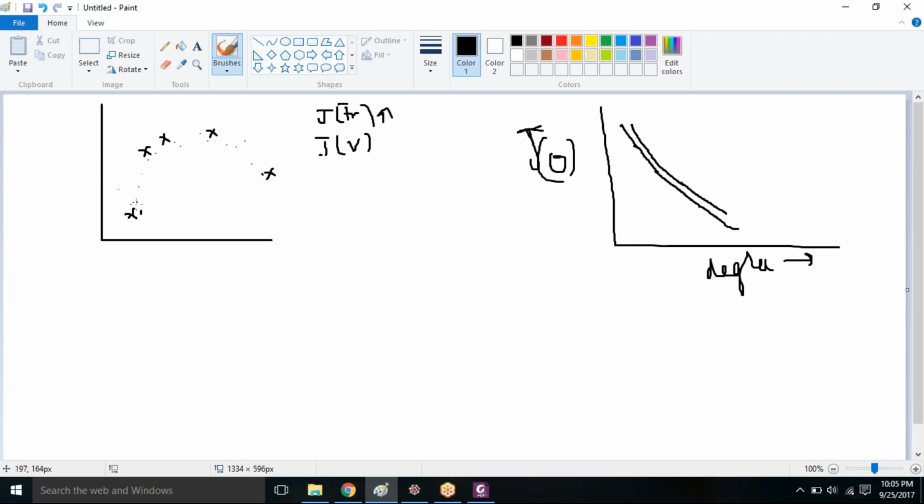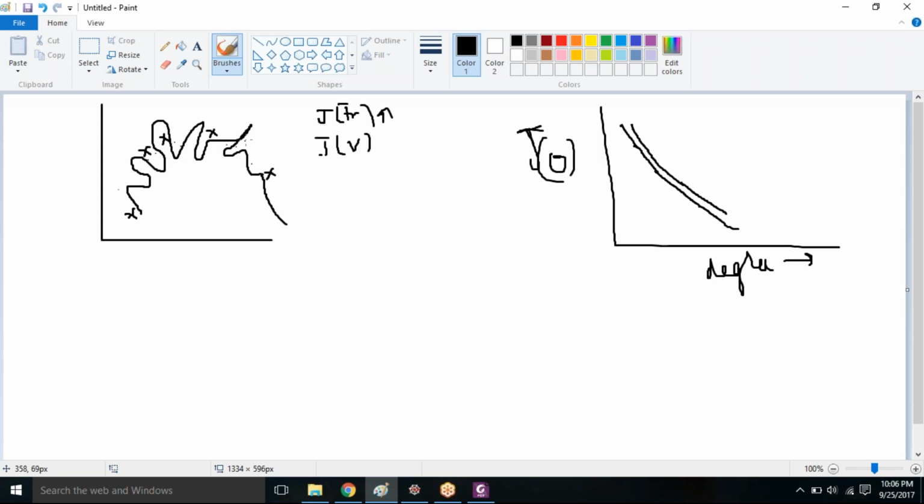These crosses are the validation error. These crosses are the validation data, so this is not included in training. When you go to a higher degree, it will fit your training data very well, but it is not considering the validation data. So don't think that it will also fit the validation data, because validation data is not included in training.